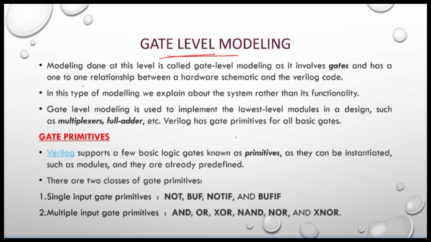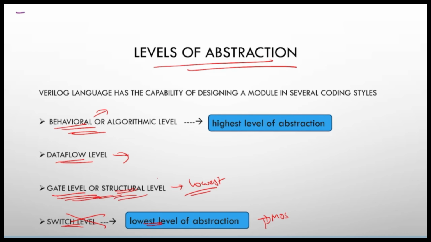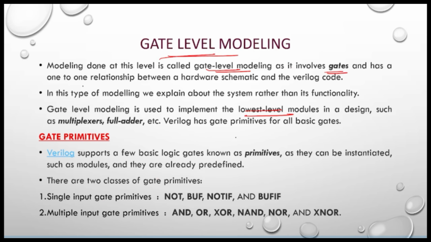So coming to gate level modeling, as I already told you, this is the lowest level of modeling. In gate level modeling, you will be using gates in order to write your program. Based on the structure, that is why this is also called structural level. So based on the structure, you will be writing the code.